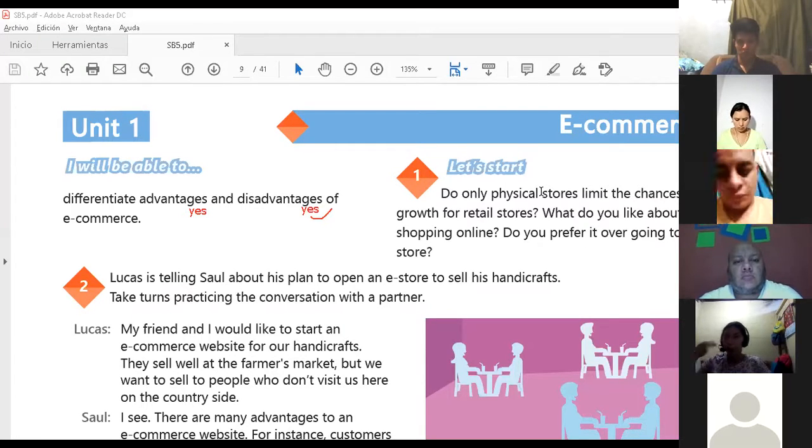What do you like about shopping online? Well, what I like about shopping online is that I don't have to go out. I don't want to get sick. So if I want to get something from Super Selectos, I just order it online and then I go pick it up. That's what I like. It's safer. You don't have to go in traffic jam, etc.